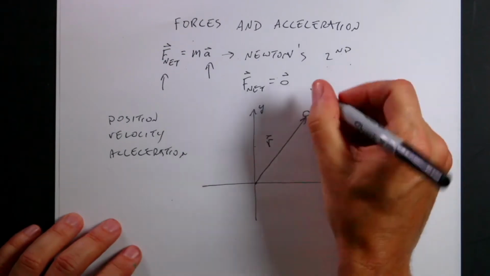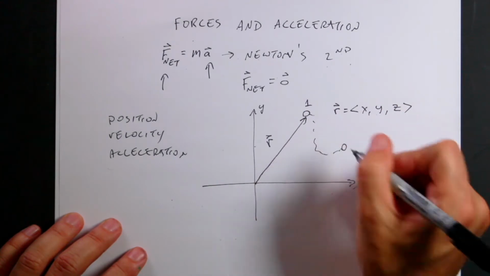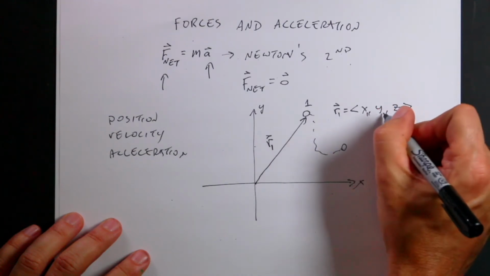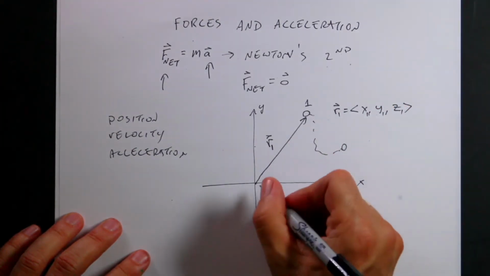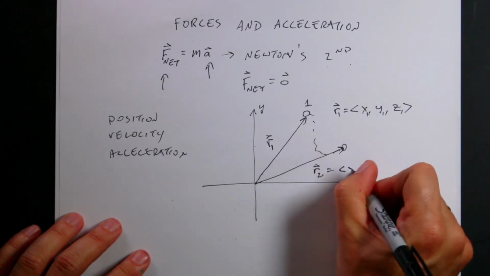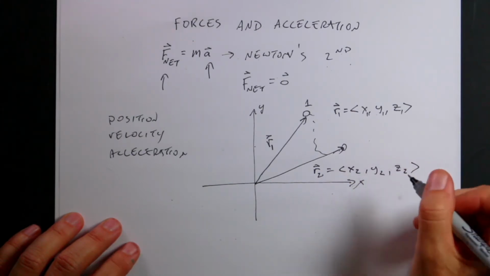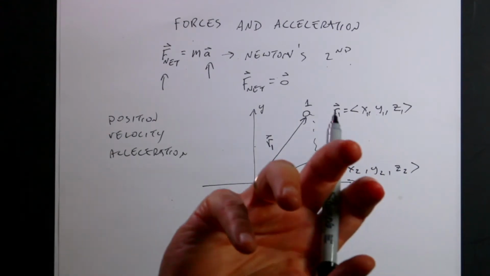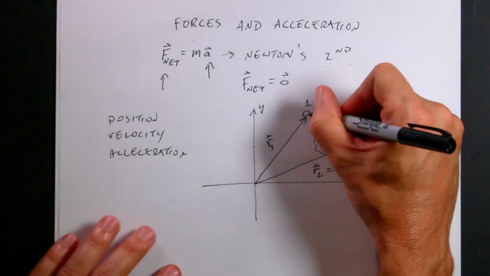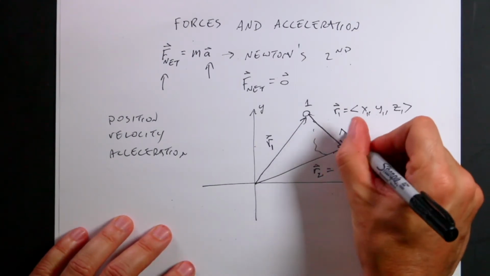But now imagine it starts right there at time 1, and then it goes over here, and now it's right there at position 2. Let's call that R1. R1 is going to be X1, Y1, Z1. They're numbers. A little bit later, it's over here at R2, which is the vector X2, Y2, Z2. I want to somehow describe how this thing moves. Well, I can define the displacement. The displacement is the vector from 1 to 2, and we're going to use the symbol delta R.